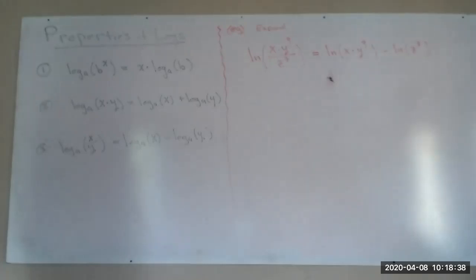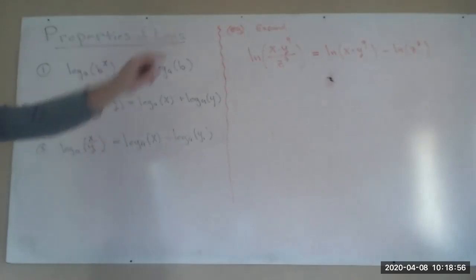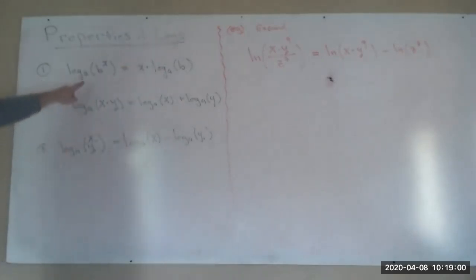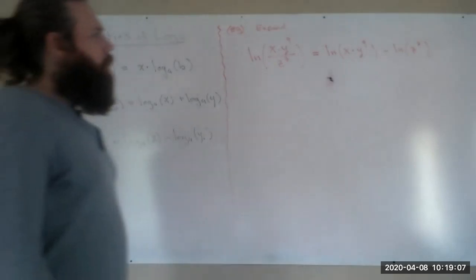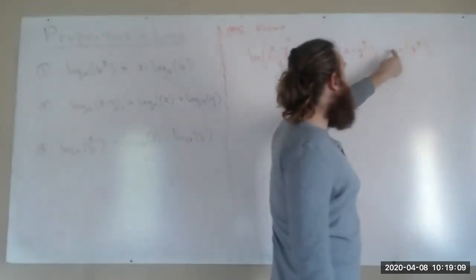Each of those two pieces that I get out of this step, the ln of x times y to the 9 and the ln of z to the 7, can be further expanded on their own. That first guy looks like something I could use property 2 on, because I have multiplication inside the logarithm. The second guy looks like something I could use property 1 on, because I have a power inside the logarithm. Here, I can bring this 7 down in front of this ln.